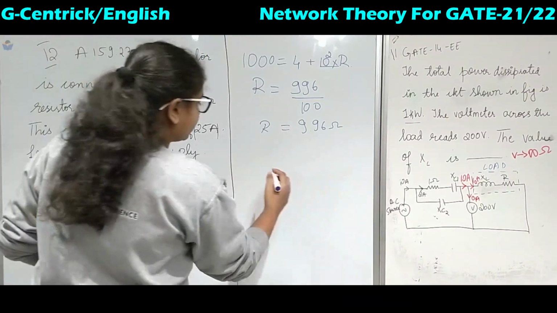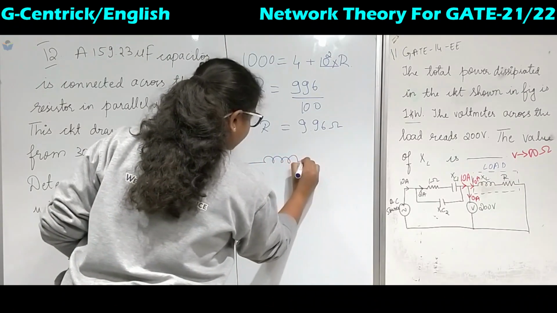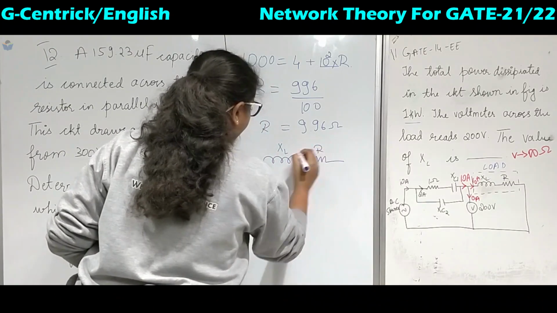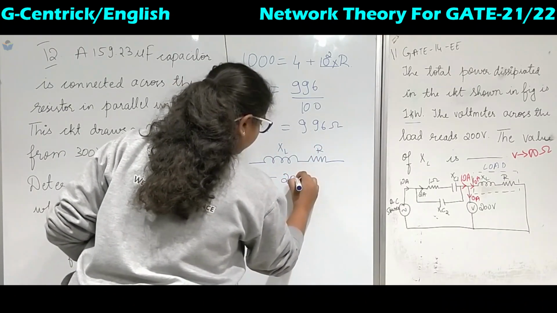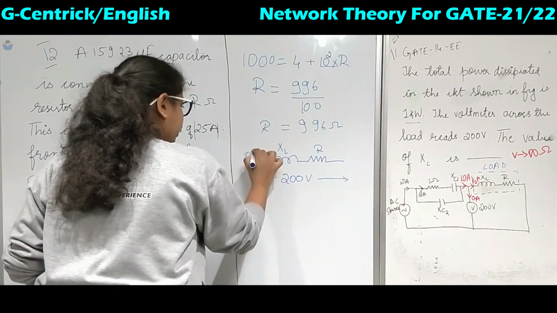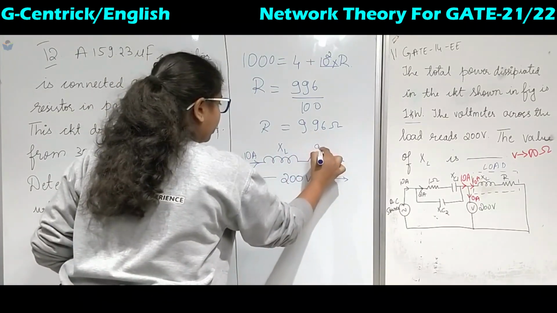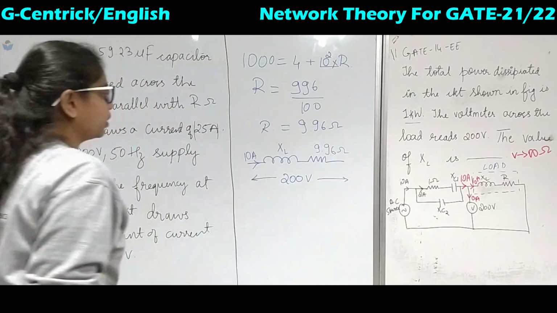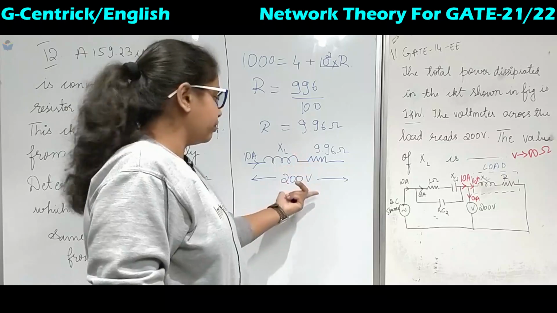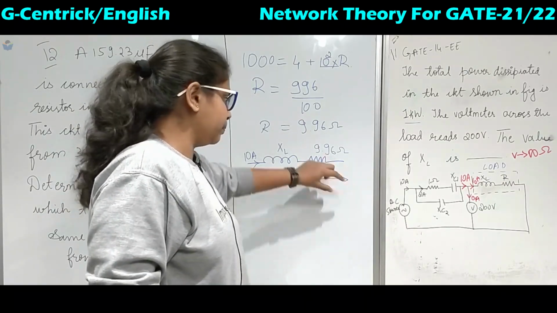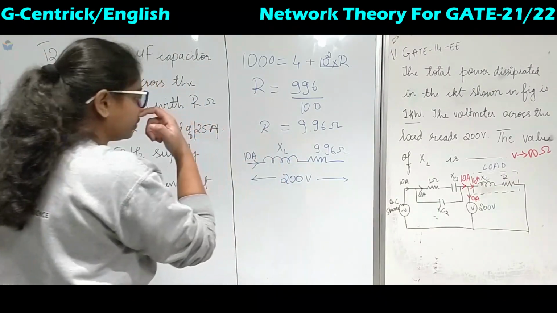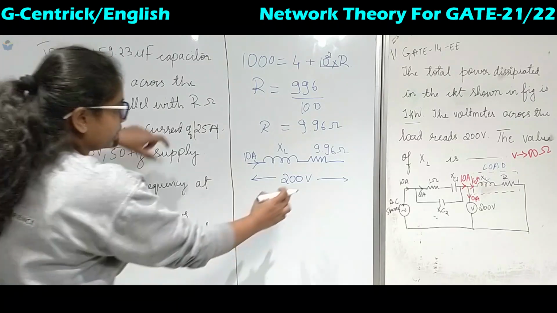Now if I redraw that circuit, the second circuit, we have an inductor and a resistor. This is XL and R, and the voltmeter reading across this is 200 volts, and the current is 10 ampere. And we know the value of the resistor, 9.96 ohms. We have to find the value of XL, but we know the phasor relation between these two. We have 200 volts. If we find the voltage across this one and the voltage drop across this one, we can find XL.